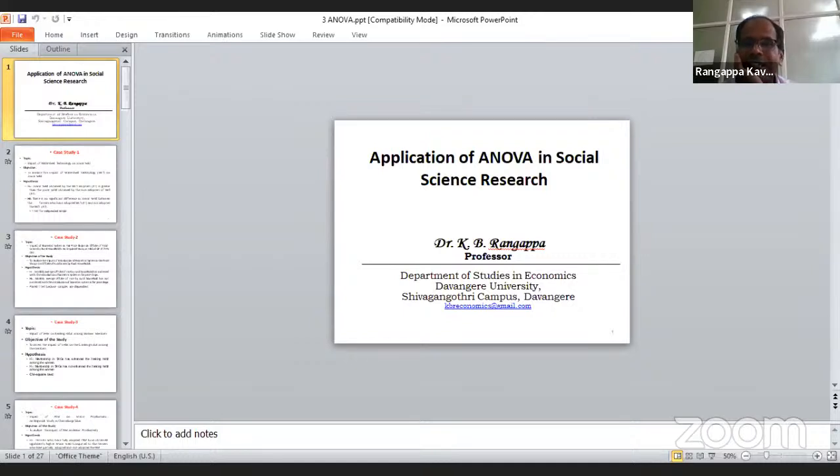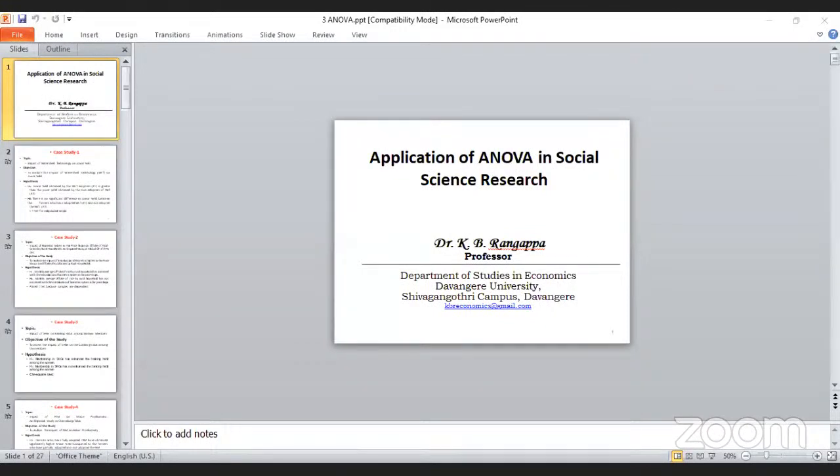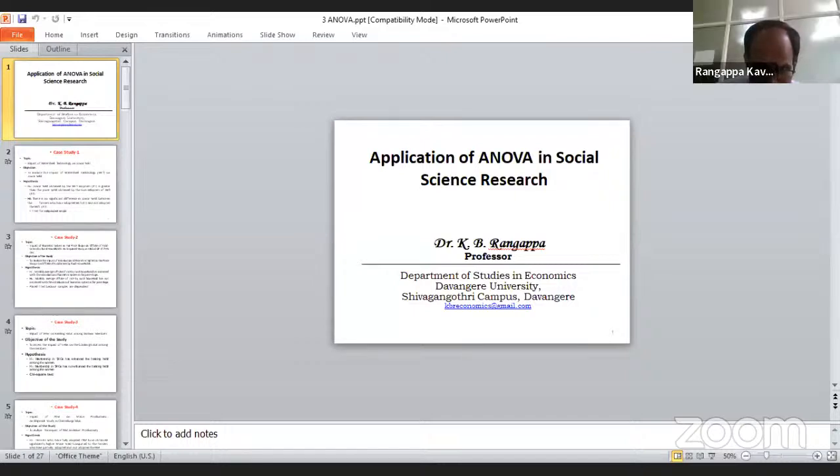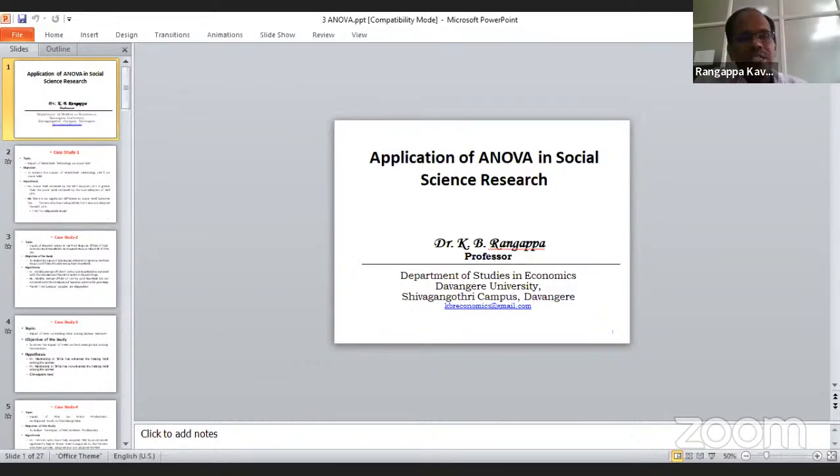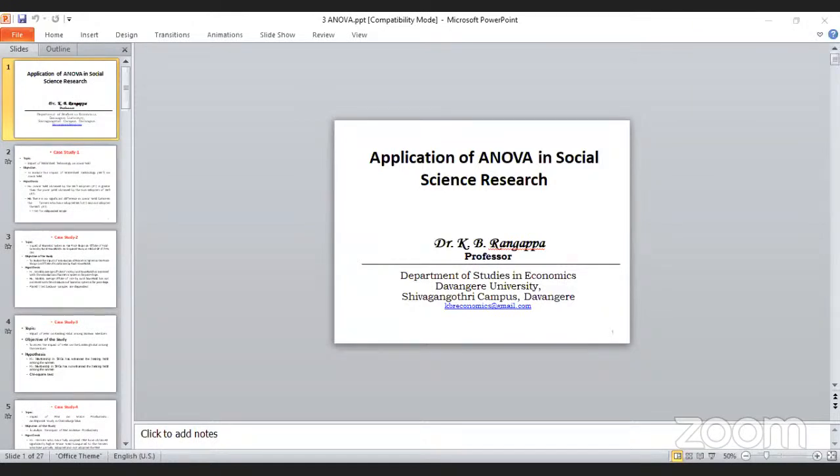At least let us take case. Can you tell me? Can you please repeat the objective once again, sir? Objective, is it not visible on the screen? No, sir, it's not visible. Only the first slide is visible. Yeah, the objective is to analyze the impact of watershed technology on jowar yield.